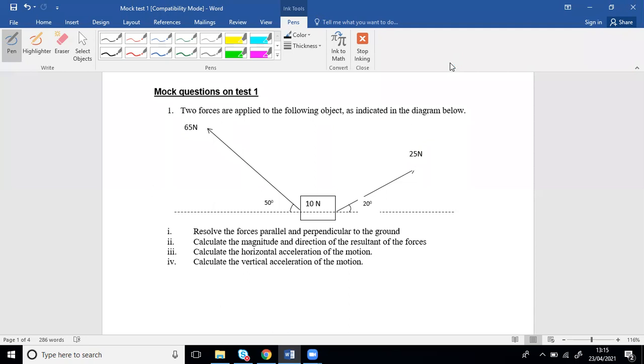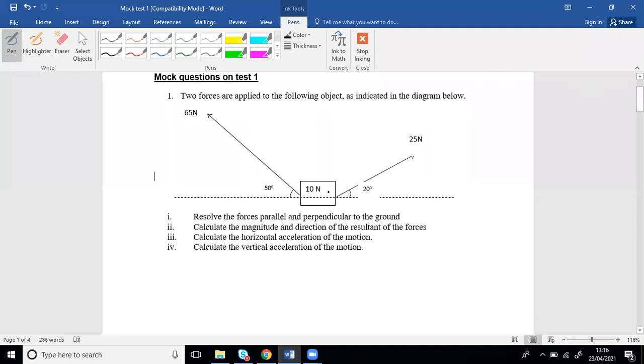I'm going to go through a mock test in which I have to resolve forces into parallel and perpendicular. And then from there, I'm going to calculate the acceleration using different formulas. In this case, I've got an object which is experiencing two different forces. For example, 25 Newton, let's say, to the right, and then 65 Newton to the left. And these forces are at an angle to the horizontal. So for question 1, resolve the forces parallel and perpendicular to the ground.